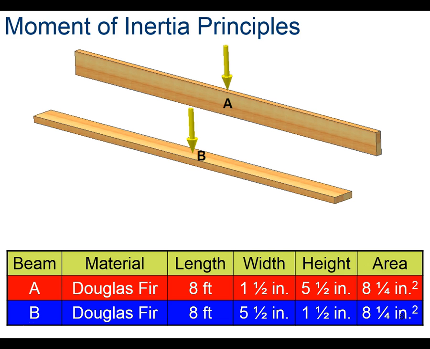Let's say that we have a wooden beam, and we want to use this beam to support a load in the center of it. We could stand the beam up so that it is taller than wider, as seen in example A. When a beam is rotated like this, it is known as a joist. Or we could lay it down so that it is wider than it is taller, as seen in example B. When a beam lies flat like this, it is known as a plank. Other than the way these beams are rotated, they are exactly the same. As you can see in the table, they have the same cross-sectional area of 8 1/4 inches squared.